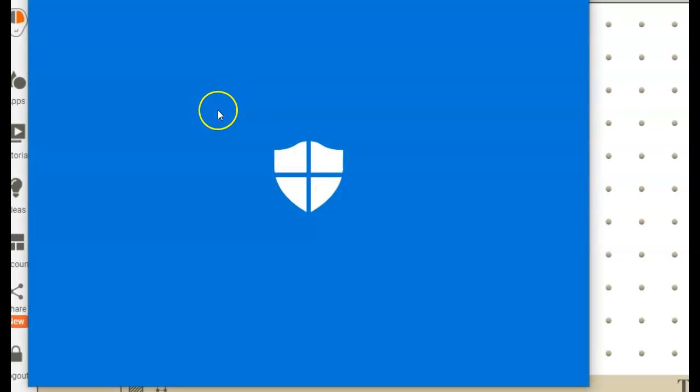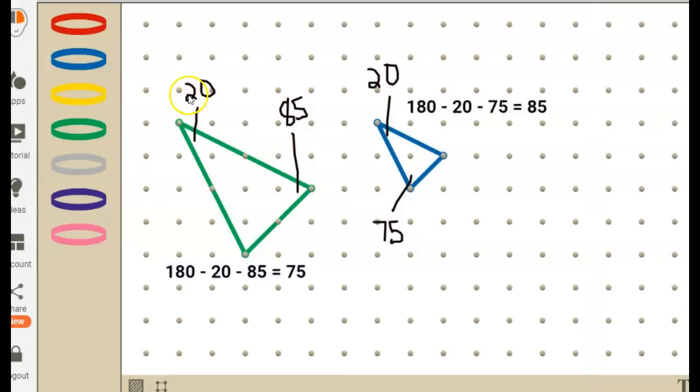All right, we have two angles for this next one, 20 and 85, and then we have 20 and 75. So we have one that matches. That doesn't mean that they might not work out. So you still need to find out what the other angle is for each one. So if I did 20 and 85 and subtract it from 180, what do I get? 75.